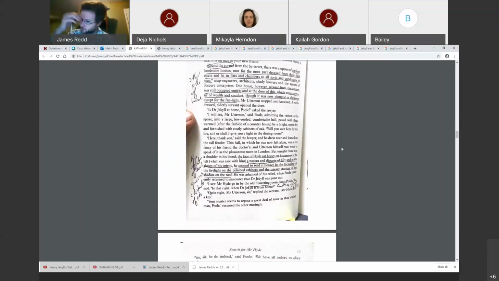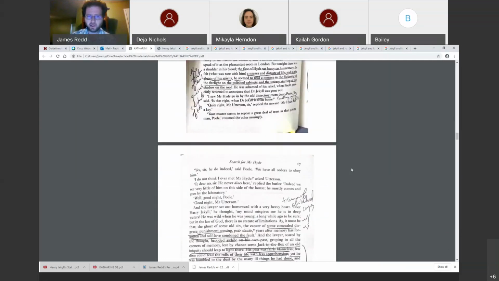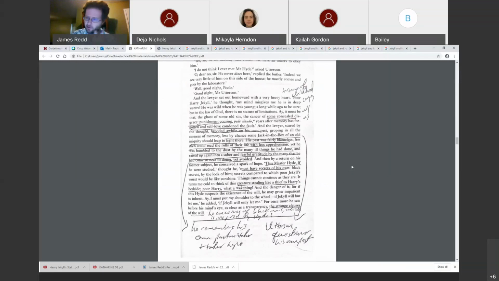So all of this is to say, we're talking about the quiz. The next quiz has Hyde on the quiz. And so you can start looking at pages like this to start thinking about how Hyde is characterized.